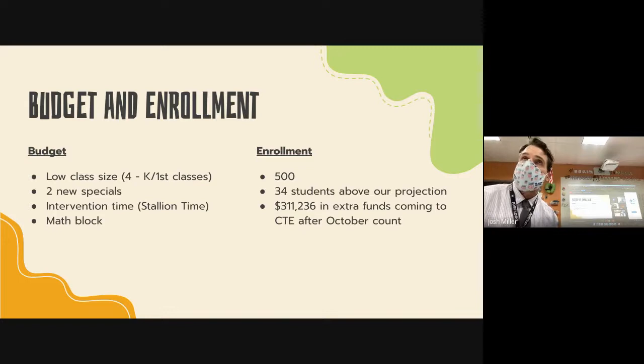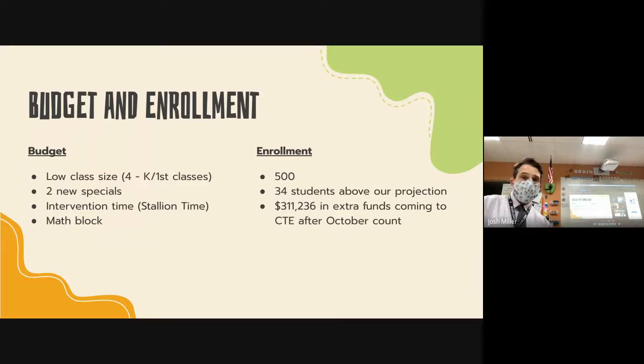We jumped from roughly 485 to 500 in about the last week of summer before school started. And so our class sizes in kindergarten were sitting at about 28 apiece, which is not the way we like to operate here. So we ended up hiring a kindergarten teacher, and then we also hired a first grade teacher as well, since our numbers were so high.